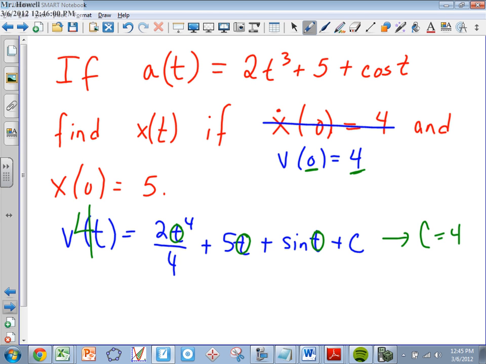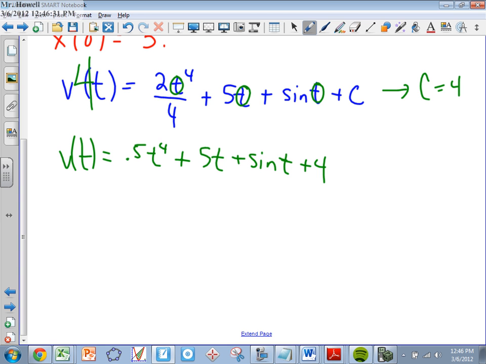That's only part 1. So I got v of t equaling, and I'm going to write this now, 1/2, I'm going to write it as 0.5 t to the 4th, because to integrate that, it'll make it easier for me. Plus 5t plus sine t plus 4. Now what do I want? What's the next part I'm looking for? You want to get to position. So what do I do to this? You've got to get the integral of it. Very good. So if we integrate this now, if I want the general position, I'm not using the condition yet. 5t to the 5th over 5.